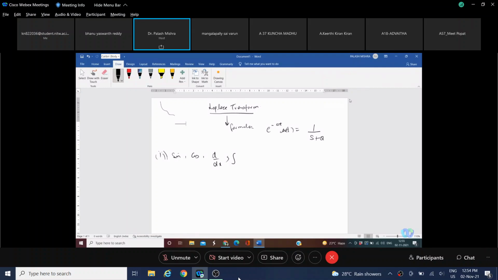One last formula which I would like to tell you is the Laplace transform of t to the power of n times ut. Any guess? It is 1 upon s to the power n plus 1. Please note down this formula: the Laplace transform of t to the power of n times any function, like t to the n times ut, is 1 upon s to the power n plus 1.